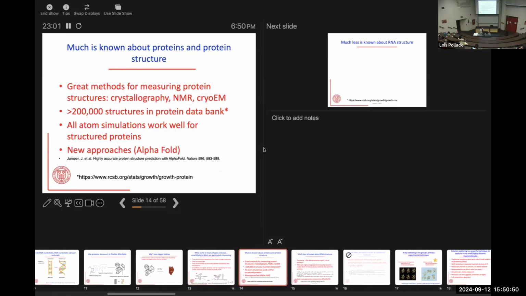All right, so because people thought, and rightfully so, that proteins are very, very important molecules, there's a lot that's known about proteins and protein structures. And there have been phenomenal methods developed for measuring protein structures.